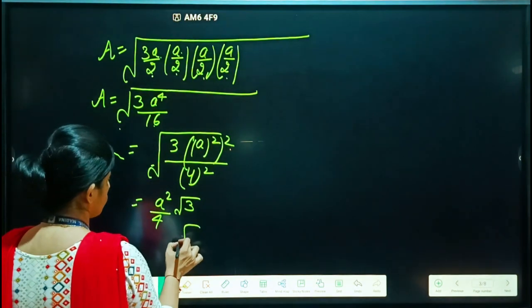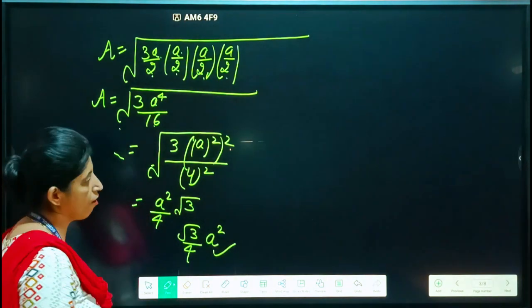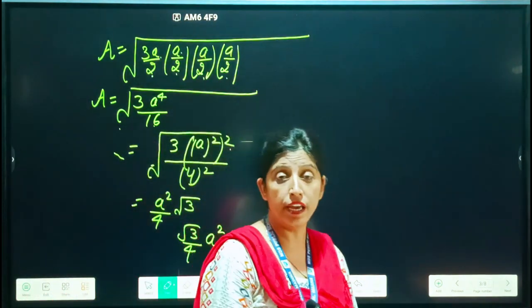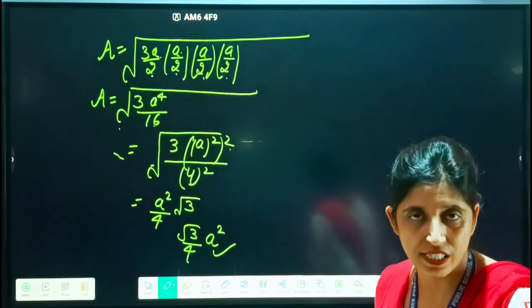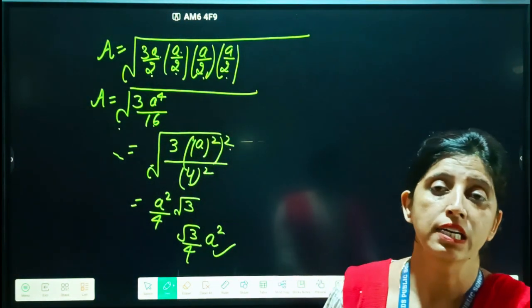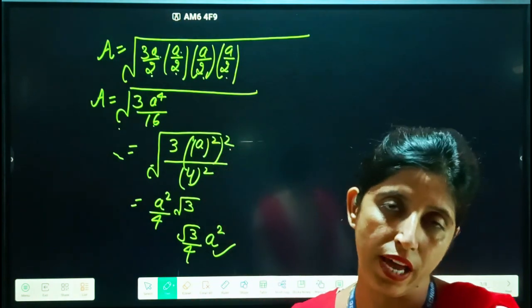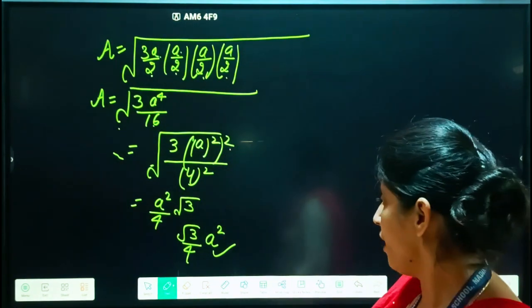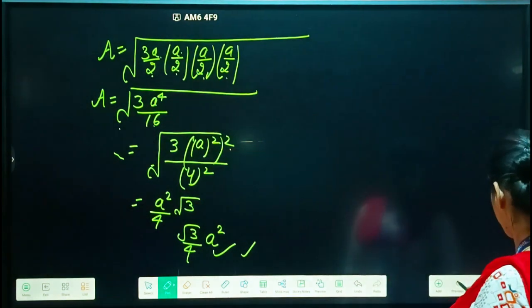So that is root 3 by 4 into a square, that we have proved, that is the area of an equilateral triangle, and this signal board is also the same, that is an equilateral triangle. So the equilateral triangle area we know is root 3 by 4 a square, but we had to prove it using Heron's formula, that now we have proved. Okay. After that, what is given?